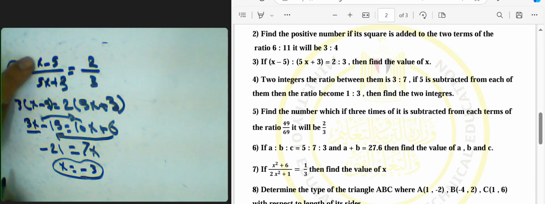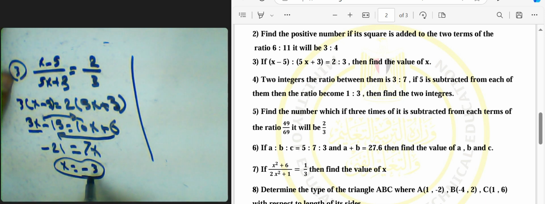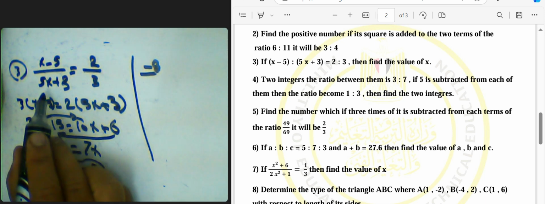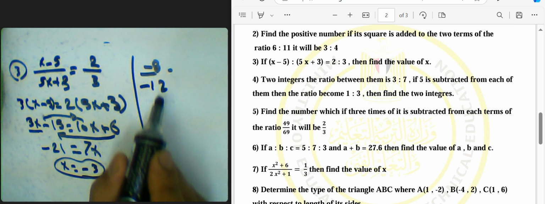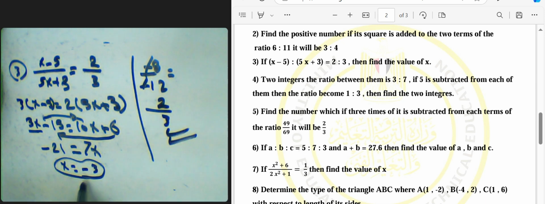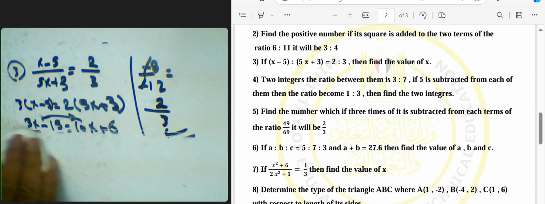Okay, put here negative 3. To prove the result, exactly put x equal negative 3. Negative 3 plus 5 will be 2, and negative 3 times 5, negative 15. Negative 15 plus 3 equal negative 12. And we can simplify by dividing numerator and denominator by 4. Here 2 over 3. So the result will be x equal negative 3. It's the value of x, the integer number, okay, the value of x here will be negative 3.